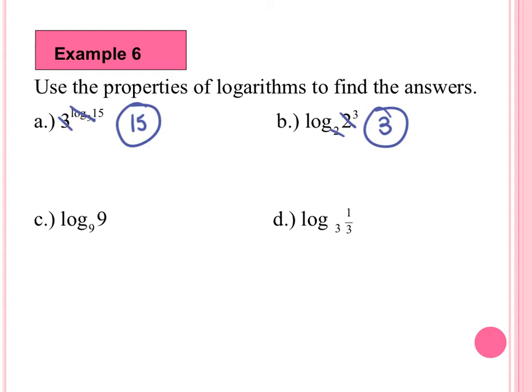What is C? 1. 9 to what power is 9? 9 to the first. And D, 3 to what power gives you 1/3? -1. Questions? We good? So on the homework, if we get a question like that we can do quickly, we don't have to show work? That is correct.